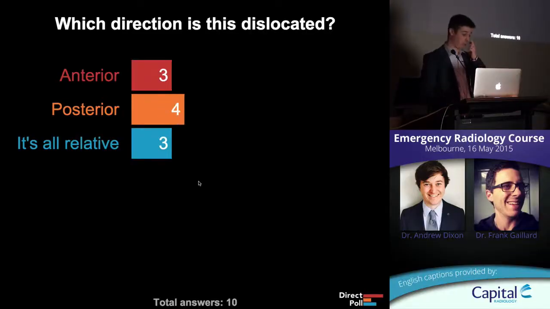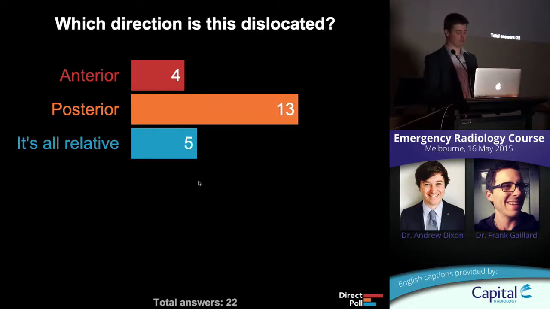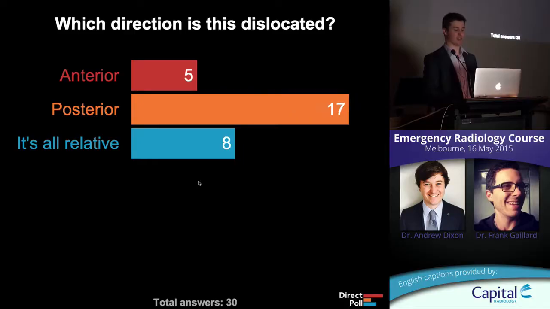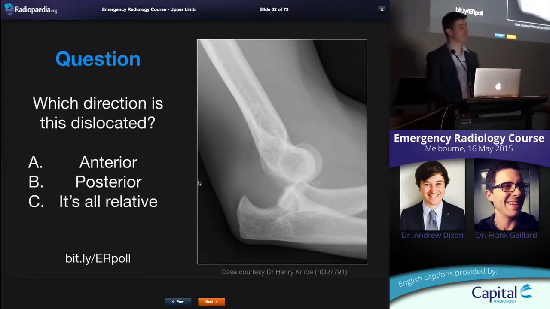Let's see. We're getting a bit of a mixture of responses. So the majority of people are going for posterior, and posterior is correct. The naming convention with dislocations is the same as it is with fractures. You're always describing the injury relative to the proximal bone. So the proximal bone is said to be in anatomical position, and everything else is displaced or angulated or dislocated relative to that, okay? So in this case, the humerus is here, the olecranon has fallen backwards, so that's a posterior dislocation of the elbow.